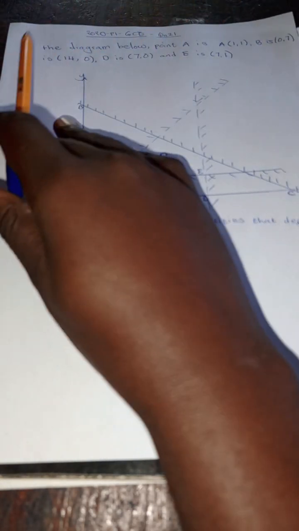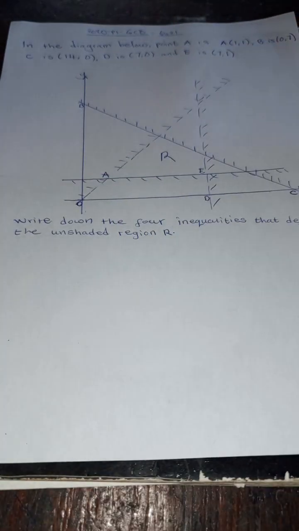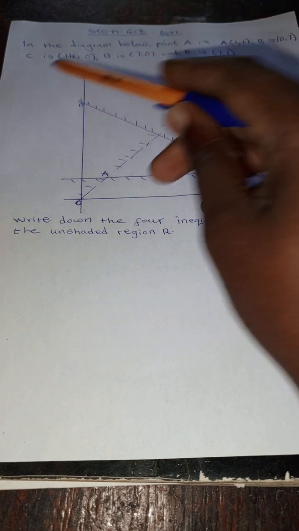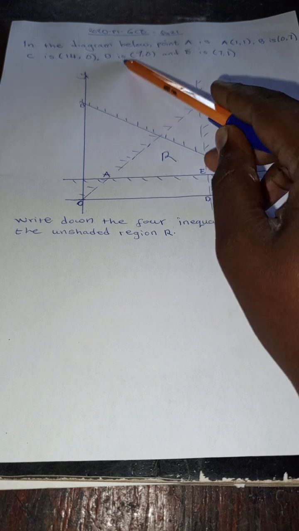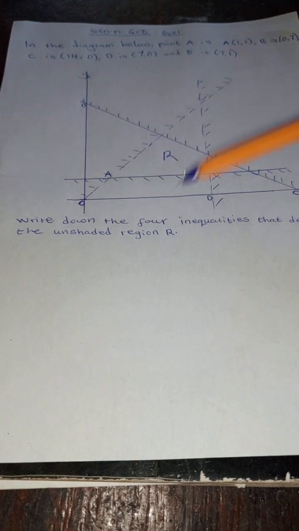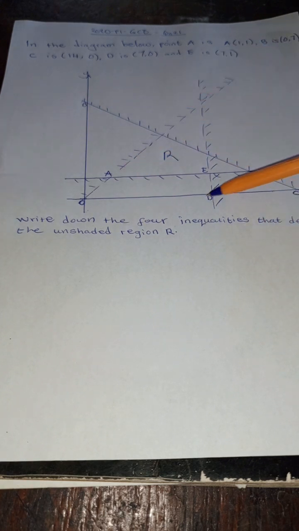So here's the question. In the diagram below, point A is (1,1), B is (0,7), C is (14,0), D is (7,0), and E is (7,1). So here are the points. Point A is here, B here, C, D, and E.